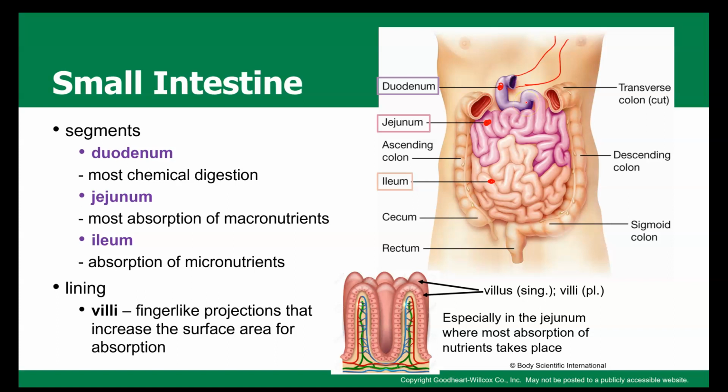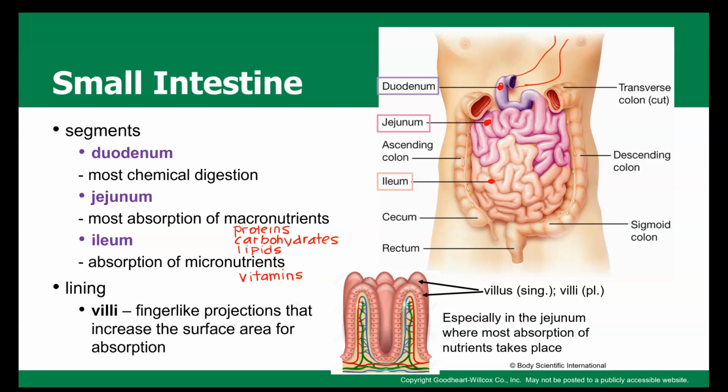Duodenum, most of the chemical digestion. Jejunum, most of the absorption of your macronutrients, which are proteins, carbohydrates, and lipids. But remember that they're not being absorbed in their large polymer form. They're being broken down into their monomer form, in their smaller form, so that they can be absorbed easily into the bloodstream. And then ileum is more about absorption of micronutrients, such as vitamins.